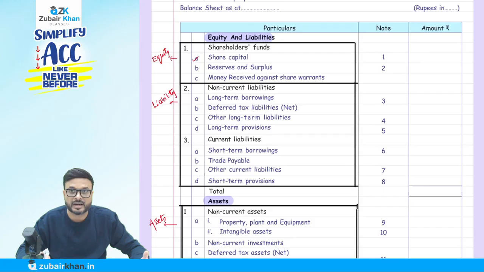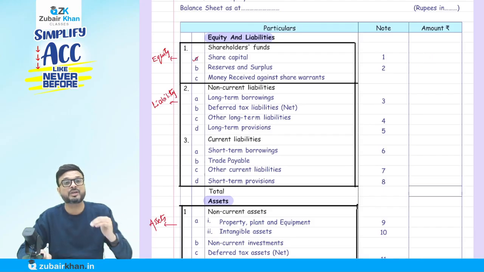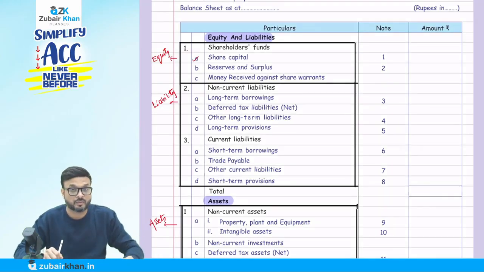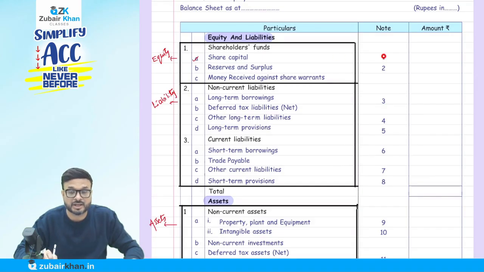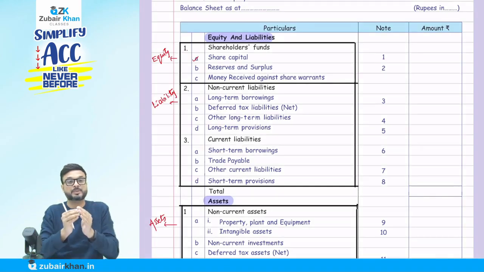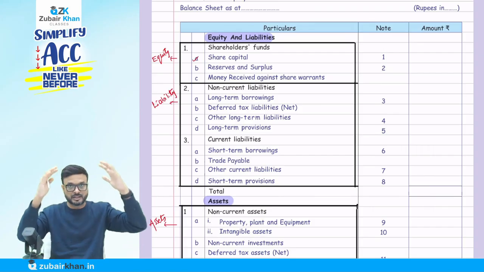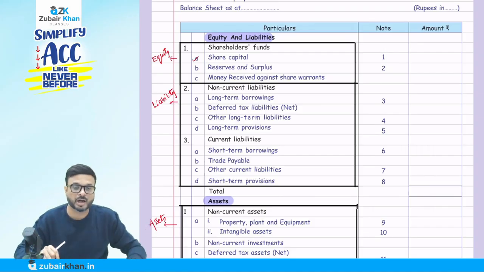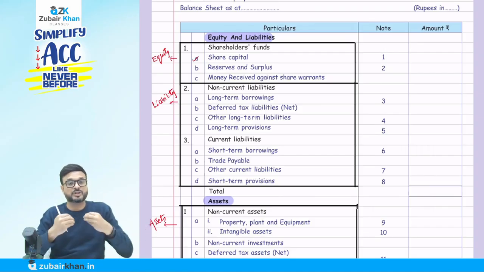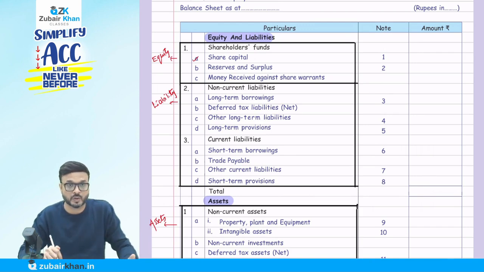So here we will write down the final amount. But how do we find that final amount? We will see the details in the share capital account. The note is basically the detailed version of how we find the share capital amount, that is, how many shares we have, equity shares, preference shares and all that.